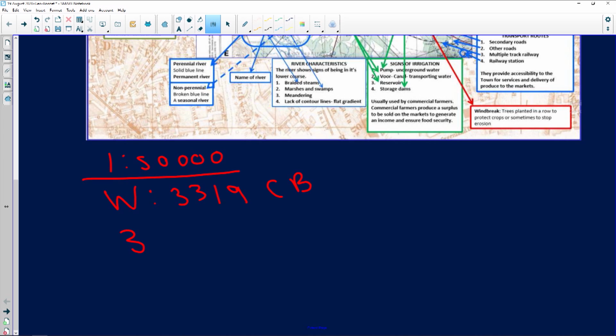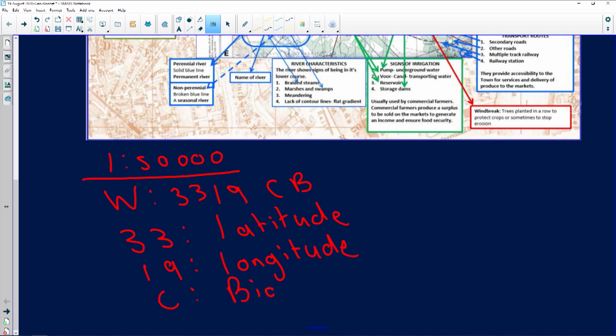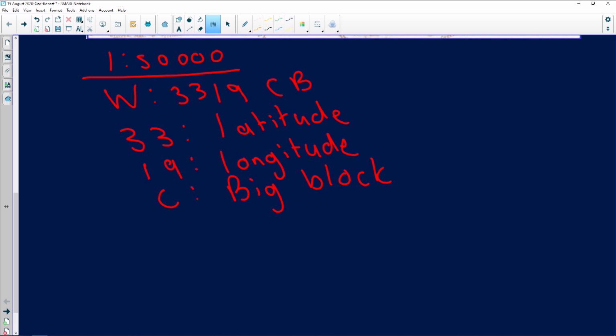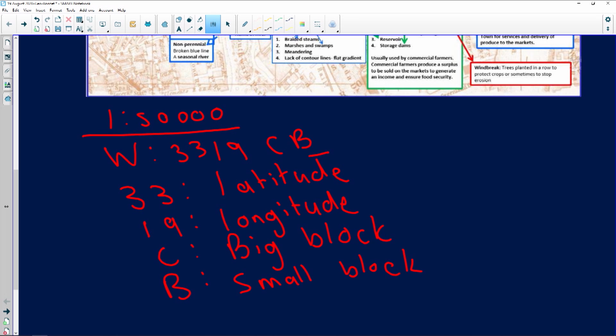The 33 represents latitude. The 19 represents longitude. C represents the big block on your grid reference. And B represents the small block. So immediately when we look at this code being presented on the map, we're dealing with coordinates.